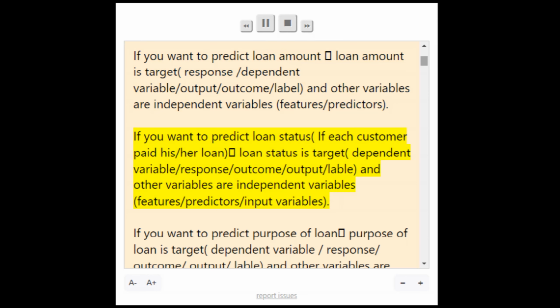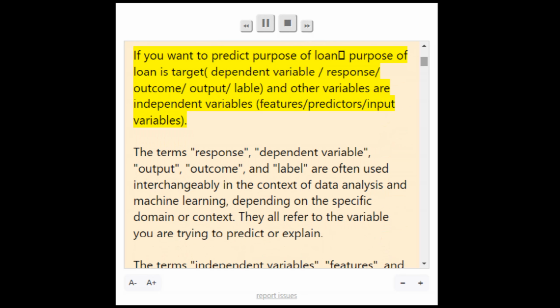If you want to predict loan status, whether each customer paid his/her loan, loan status is the target, dependent variable/response/outcome/output/label, and other variables are independent variables, features/predictors/input variables. If you want to predict the purpose of the loan, purpose is the target, dependent variable/response/outcome/output/label, and other variables are independent variables, features/predictors/input variables.